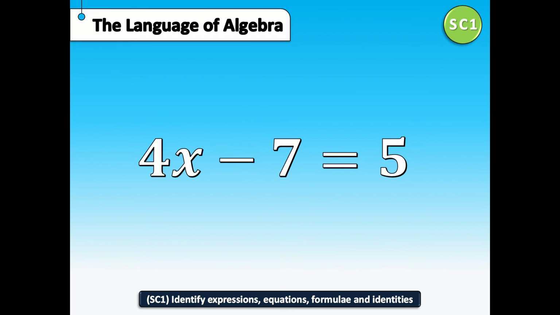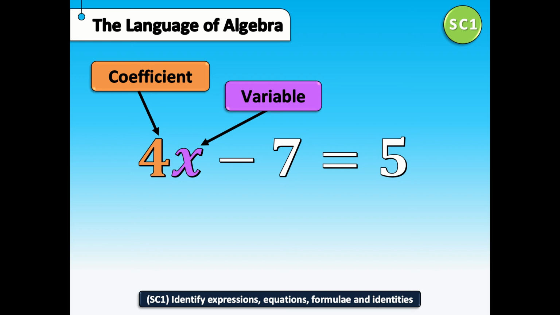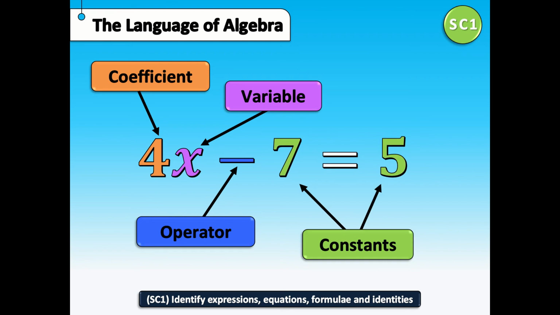So here we've got an equation, 4x minus 7 equals 5. The number in front of the x is known as the coefficient. The letter is known as a variable. The sign is known as an operator, and the numbers on their own are known as constants.